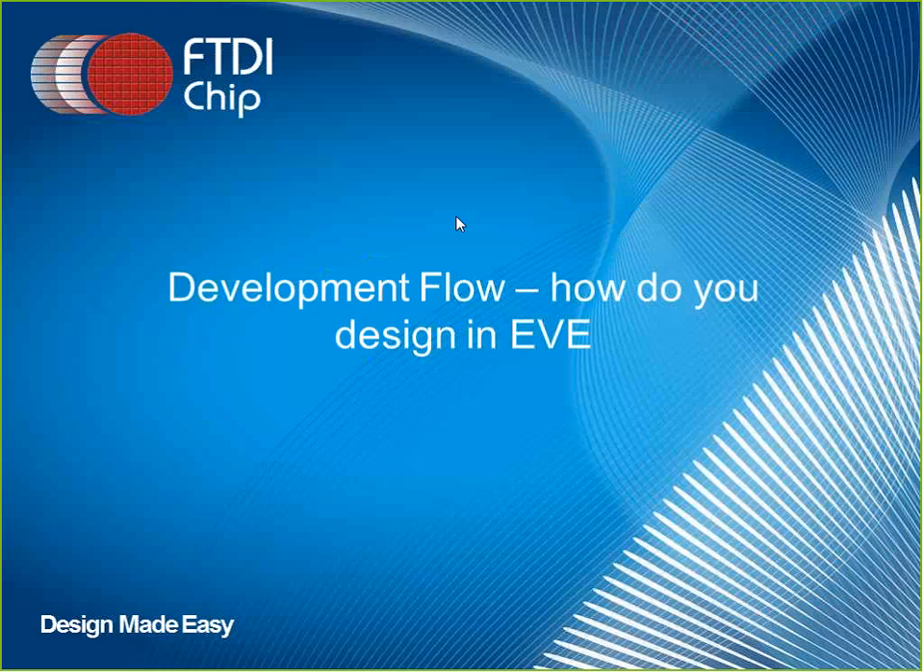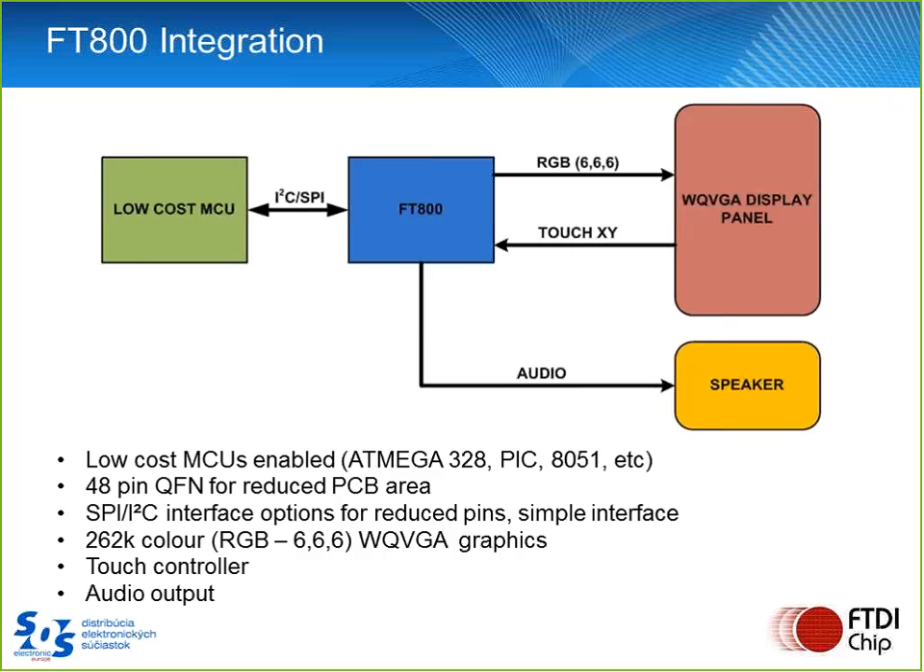your project for introducing the FT800 and how you would hook up your display. The block diagram, this is the one Graham showed you earlier, and it's key to show here that it's a low-cost micro that we're connecting to the 800, and all that is required from that is I2C or SPI. We then have our output via RGB and our touch input back to the chip, and finally the audio output to the speaker.